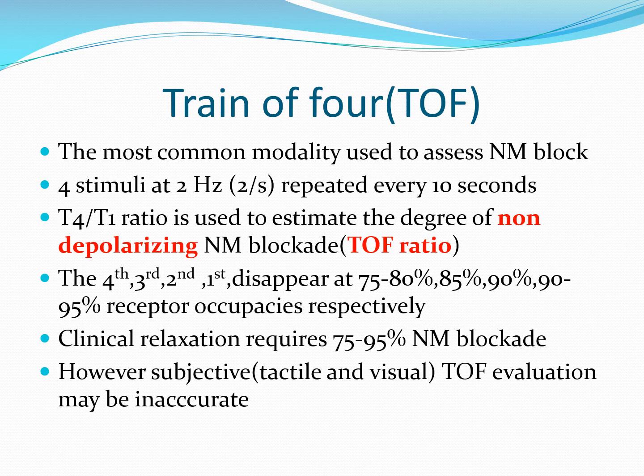And this means the presence of about two twitches, which may correlate to good muscle relaxation. However, subjective, which is tactile and visual, train of four evaluation may be inaccurate.